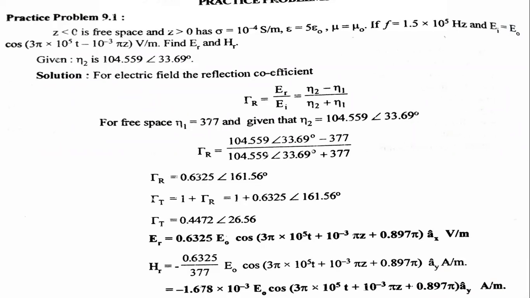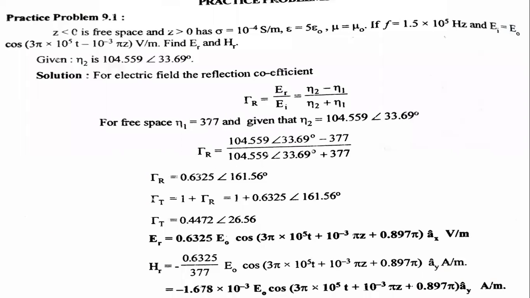If the frequency f is equal to 1.5 into 10 raised to the power 5 hertz, and the incident field is cos(2 pi into 10 raised to the power 5 t minus 10 raised to the power minus 3 pi z) volt per meter. Find here two things you need to find out: Er and Hr.